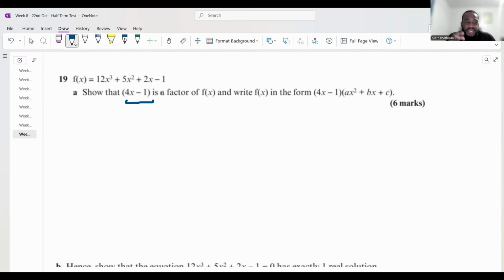So there's two things you can do. Actually, I did this in the test last year, but it was before I did the factor theorem. So can somebody tell me how else I would be able to show that 4x minus 1 is a factor without using the factor theorem? We're going to do it here, but I just want to know how I would do that.